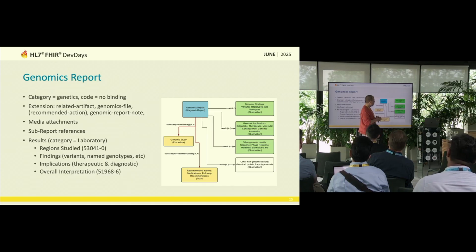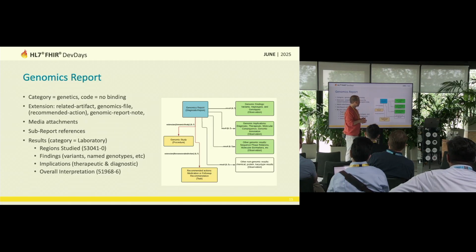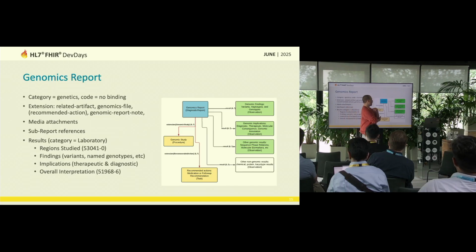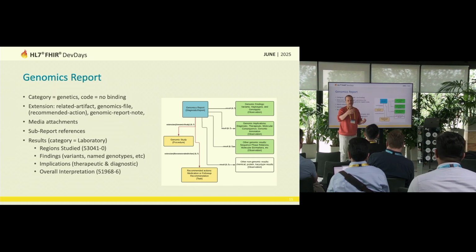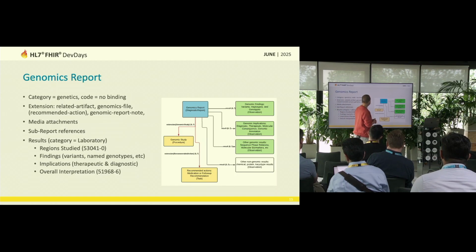Then there's the rather new molecular biomarkers. This was recently introduced, and other genomic results like the sequence phase relations. But this is still a diagnostic report, so you can also link other observations like some blood analysis or imaging studies or something similar. We have some extensions to be able to link to the genomic study.